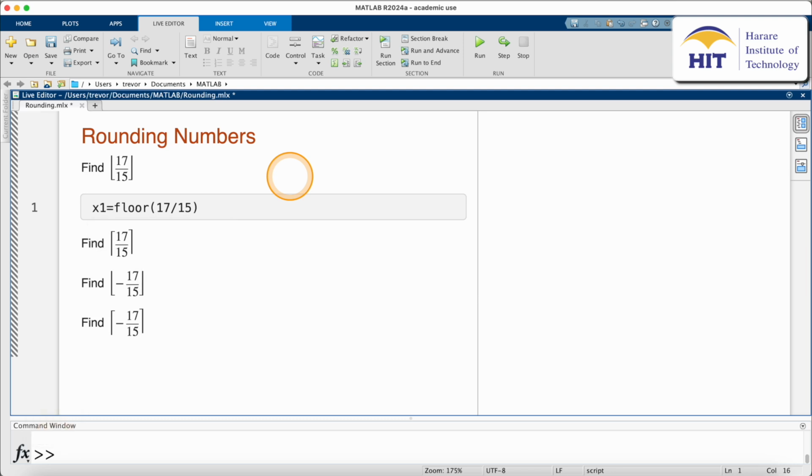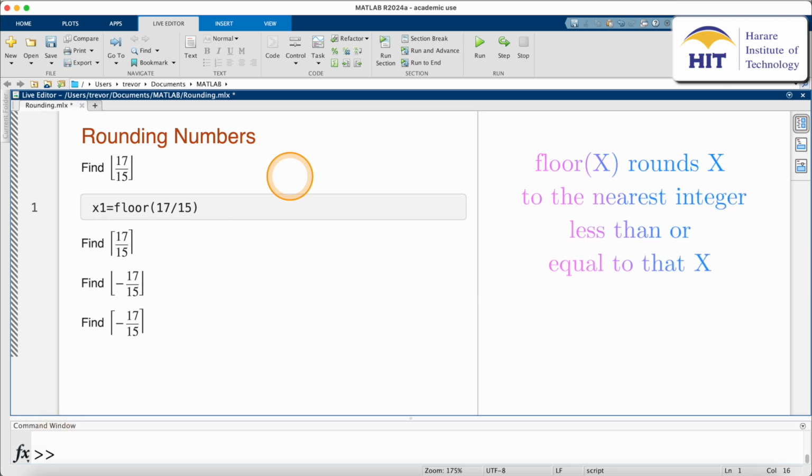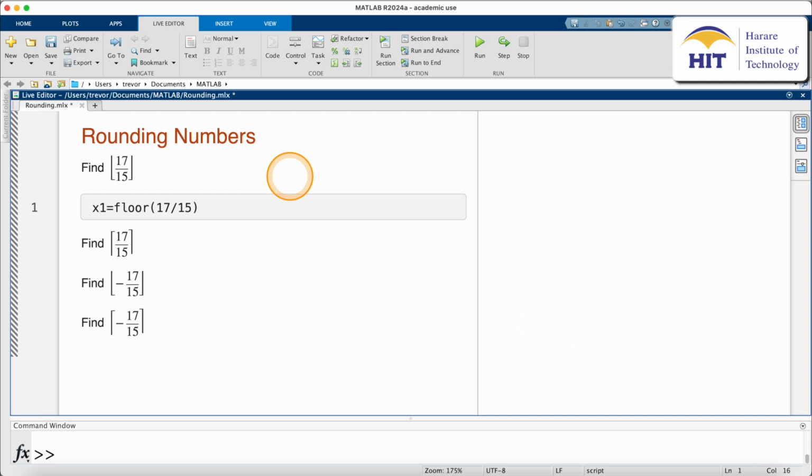What this syntax does is it rounds each number to the nearest integer less than or equal to that given number. So our given number in this case is 17 over 15, and we are finding its floor value. I can now go on and run, and we have there the floor value of 17 over 15 is 1. I will now go on to the next one.